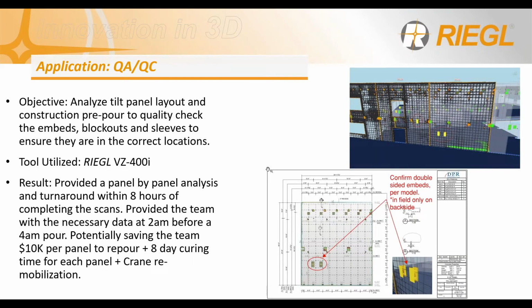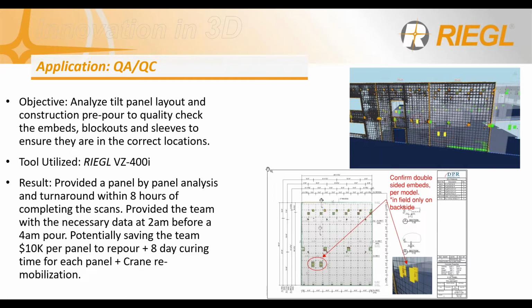So let's jump right into some of the applications. Here we have an example of QA/QC for a tilt panel pour. The goal here with using LiDAR was to analyze the layout of these tilt panels before the pour to quality check the embeds, blockouts, and sleeves to ensure they were in the correct location. This data was provided to the team at 2 a.m. before a 4 a.m. pour, and a critical adjustment was able to be made in the field prior to the pour.